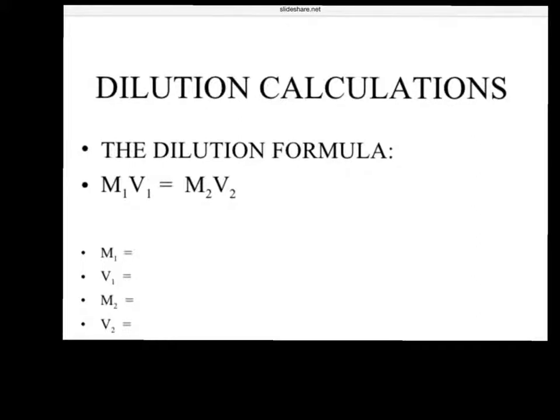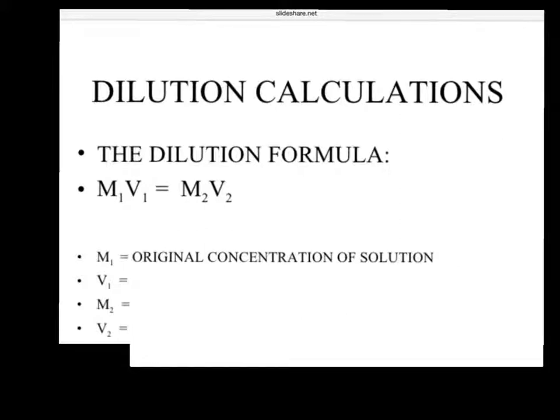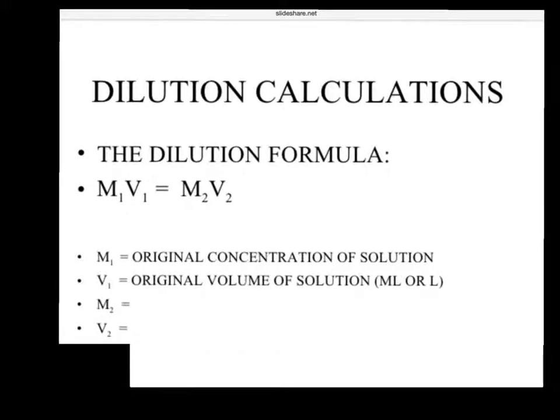All right, so in these formulas, and you should always be writing this formula down for every problem, M1 is the original concentration. It's your stock solution. And they're not always going to label it. In fact, most of the time, they won't label it M1. You're going to have to be able to tell from reading the problem what your starting concentration was. V1 is the original volume of solution that you need for the dilution. Okay, so it's the volume of your original solution.